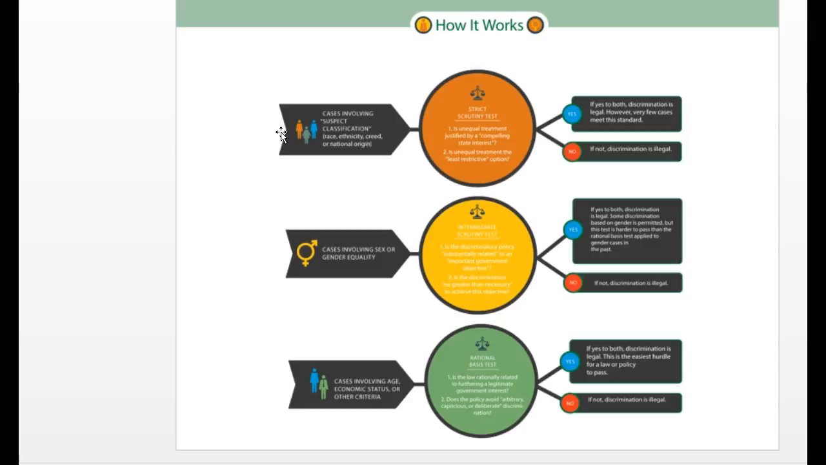Those have to pass what's called the strict scrutiny test. And you have to have a compelling government purpose, not just important. And it can't be achieved any other way than the way that you're doing it. The only classification that I can think of that passes this test are some forms of affirmative action. Now, affirmative action is not terribly widespread at this point.